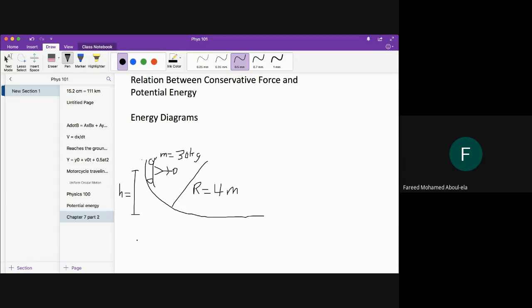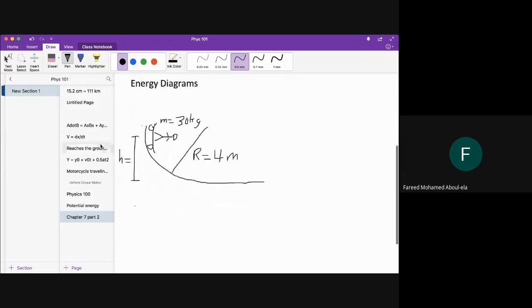Okay, so now the questions, we're going to have 2 questions here. First, what is V at the bottom of the ramp? Meaning his velocity when he reaches the bottom.